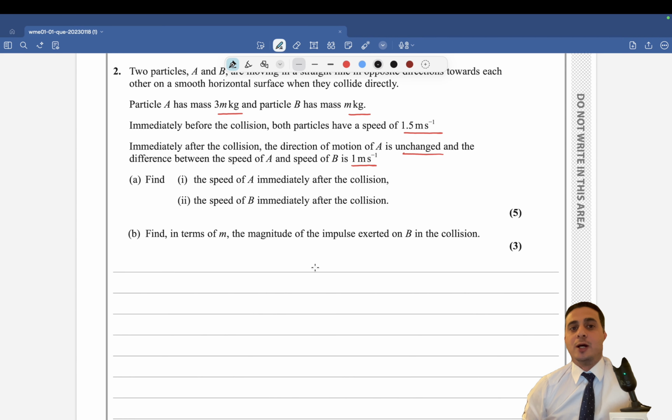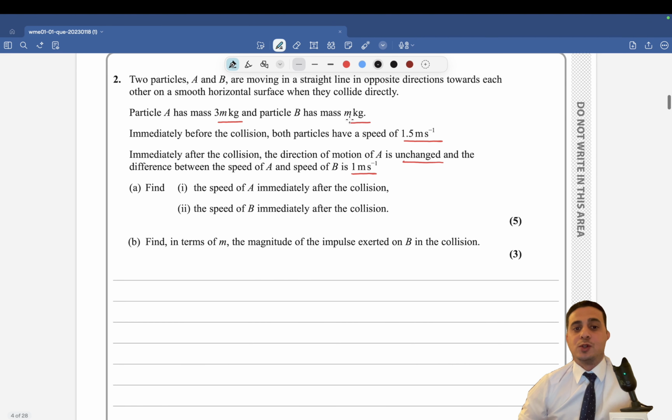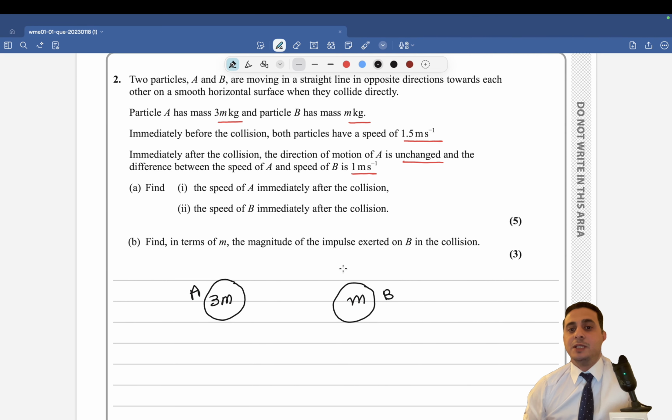Let's start with the diagram. I have here two particles, A and B. So I'm going to use two circles to represent the two particles. It doesn't matter which one is A, which one is B. So I'm going to call this one A and this one B. Inside the circles, I'm going to write the mass. So the mass of A is 3m and the mass of B is m. Above the circles, I'm going to write the speed before the collision. Below the circles, I'm going to write the speed after the collision.